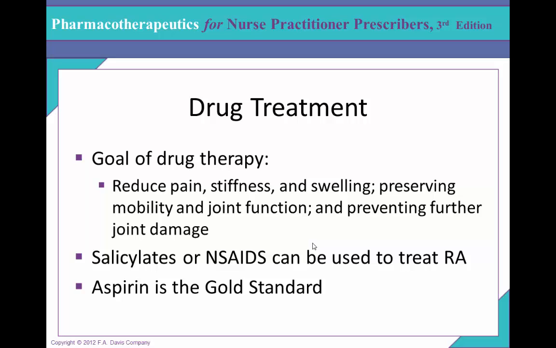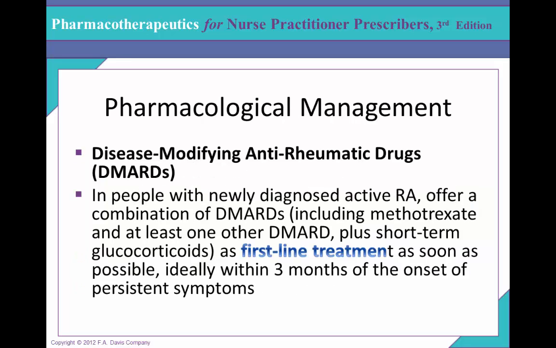So the goal of treatment is to reduce pain and stiffness, and preserve mobility and joint function, because remember, these patients go into major disabilities. You could use salicylates or NSAIDs. You could use aspirin, which is basically the gold standard, but disease modifying anti-rheumatoid drugs are basically the first line, and it should be started as soon as you diagnose the patient, because it takes 3 months to work.